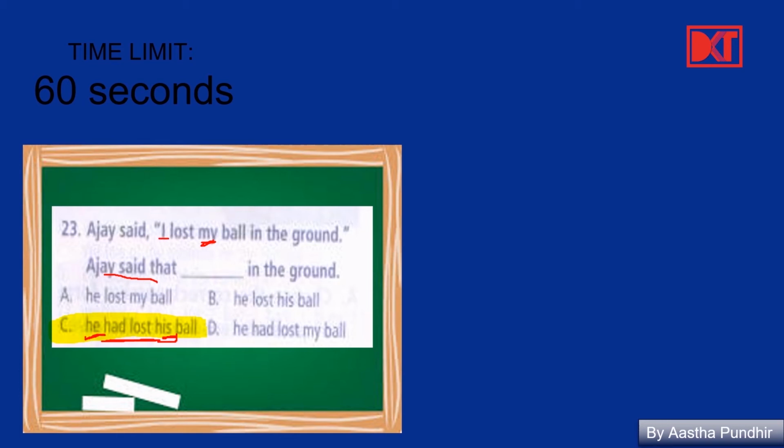All right. The other options. He lost my ball. Now my here is incorrect. The tense is also wrong. And B, he lost his ball. The tense is incorrect. D, he had lost my ball. It will not be my, it will be his, because we're talking about Ajay's ball. It's not your ball, right? It's Ajay's ball.